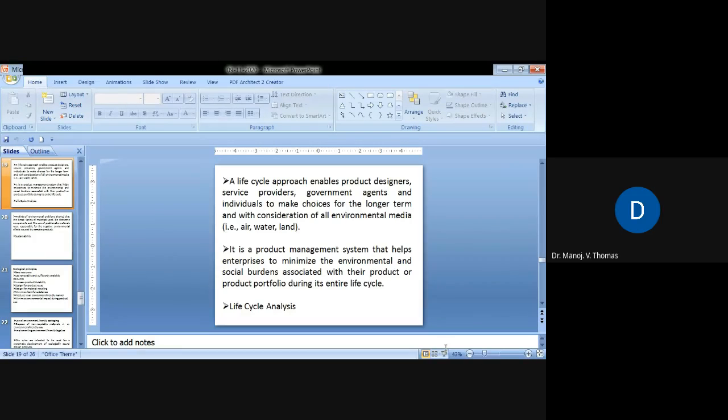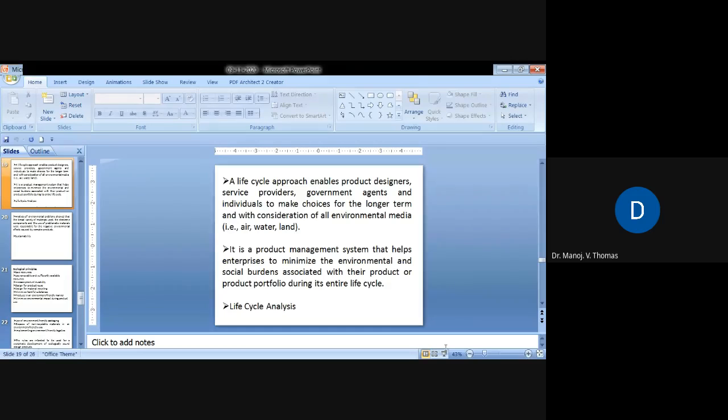So there we use the life cycle analysis. So what is life cycle analysis? Life cycle analysis is the analysis or the study of the impact of this particular product, when it is going through various stages, on environment, society, and economy. So that is the analysis. Life cycle analysis helps you to understand the impact of this particular product. It enables you to estimate or calculate the impact. So that is how we calculate.